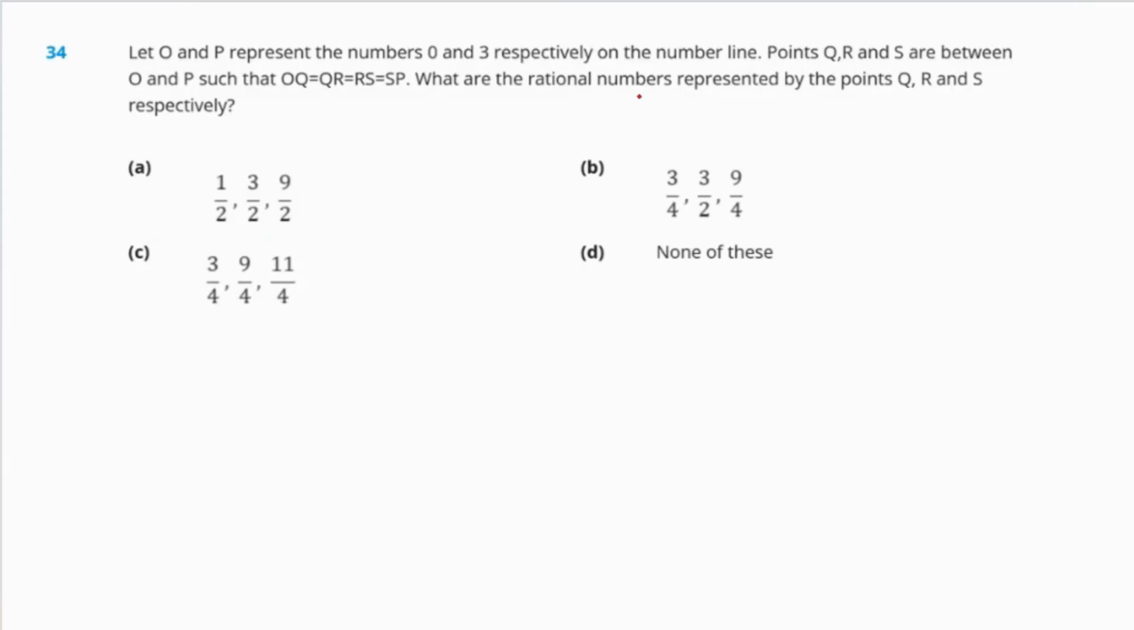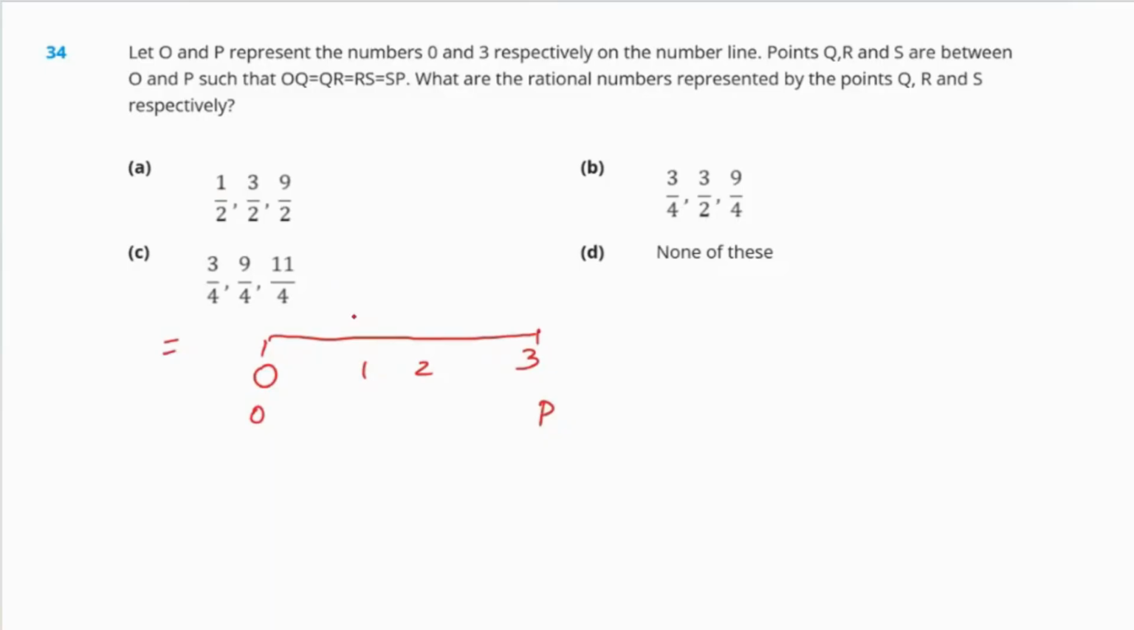Points Q, R, S are between O and P such that OQ is equal to QR is equal to RS is equal to SP. What are the rational numbers represented by the points Q, R and S respectively? So here you can see O and P are the numbers represented on a number line. Suppose this is 0 and this is 3, with 1 and 2 in between. So see, this is O and this is P.